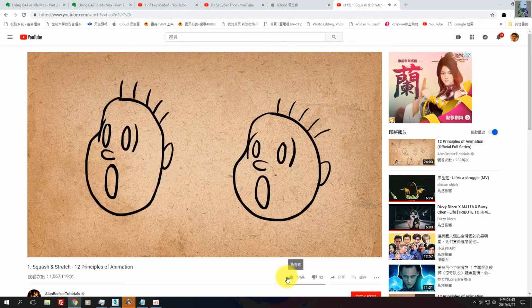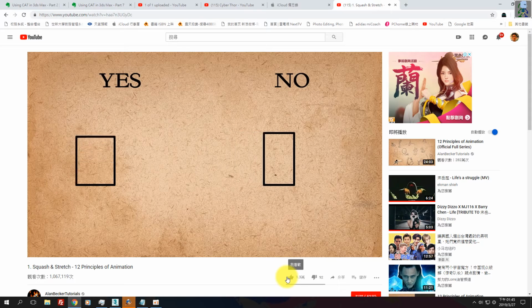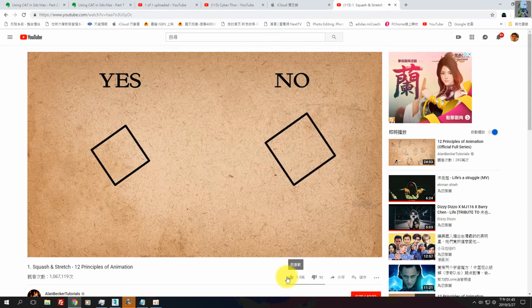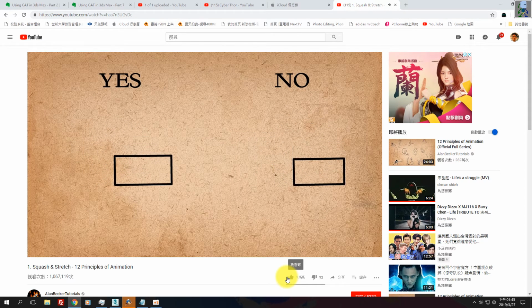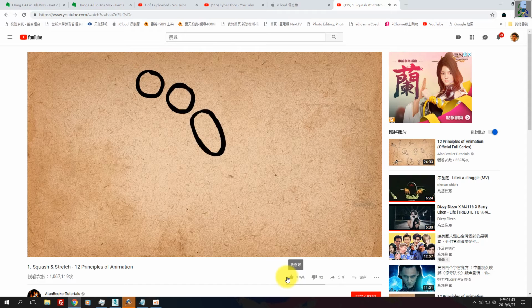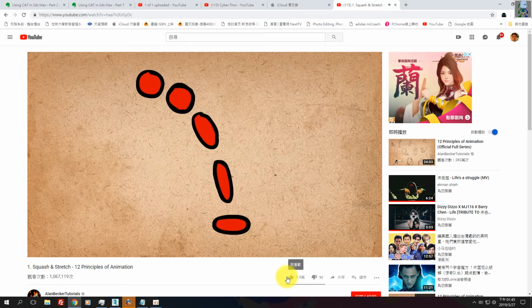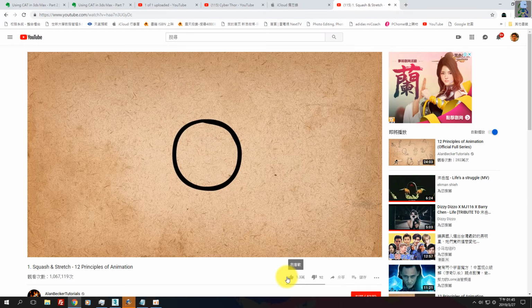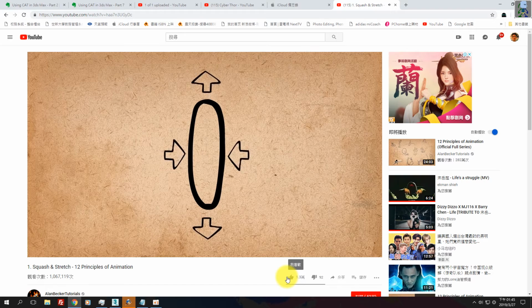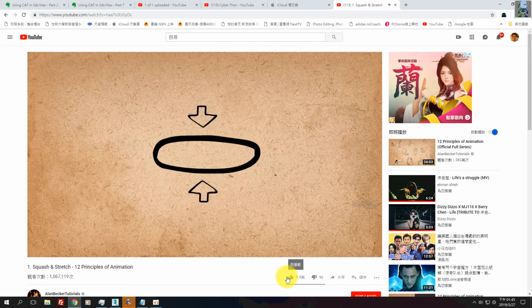It's very important to keep the volume of the object consistent. This is what a lot of people mess up when they're first trying to do squash and stretch. They'll elongate the ball like this and flatten it like this. This is what you should not do. The overall volume of the ball must be the same. So as the ball gets longer, it also gets narrower. When it gets flatter, it also gets wider.